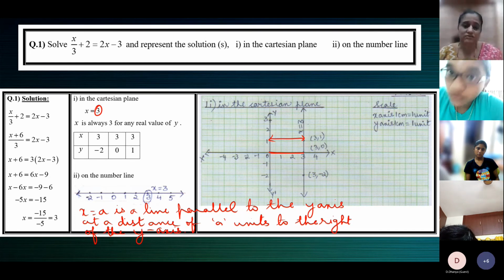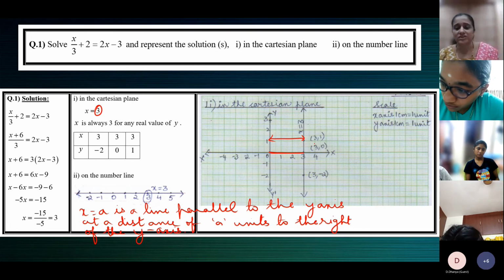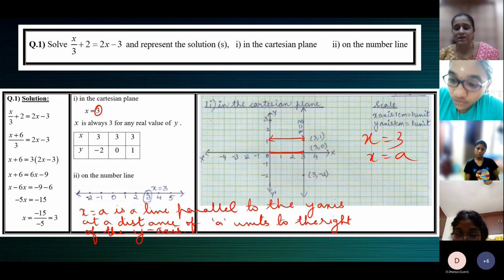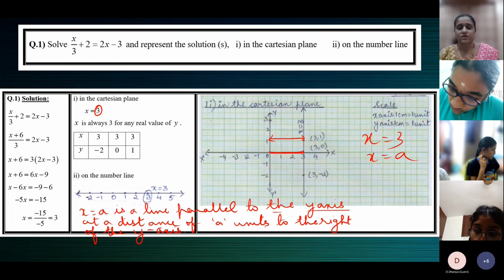So you can see it here, children. x is equal to 3 is like x is equal to a. So how is the equation? x is equal to a, that is x is equal to 3, is a line parallel to the y-axis. That's what I've written here. It's a line parallel to the y-axis.